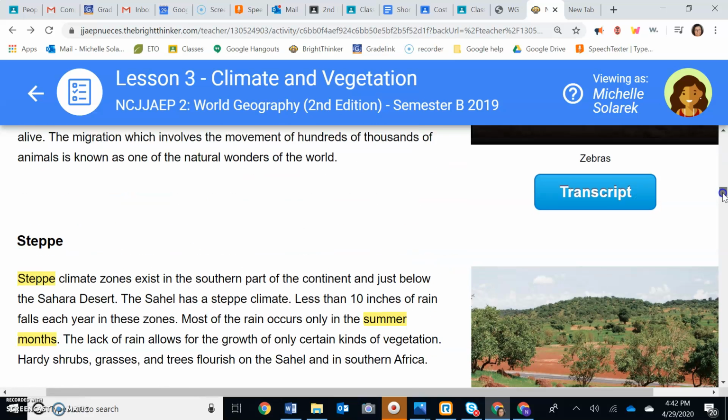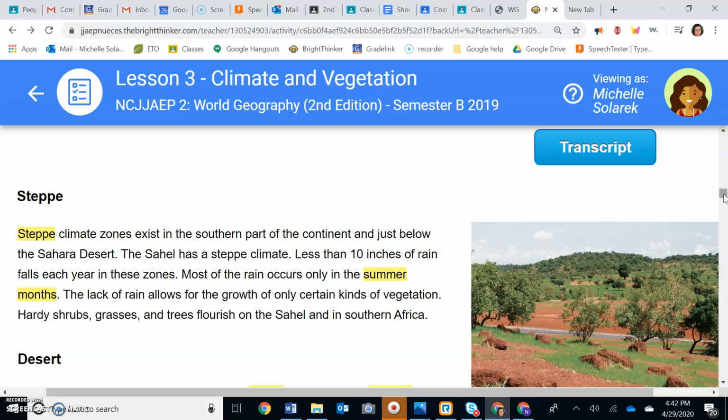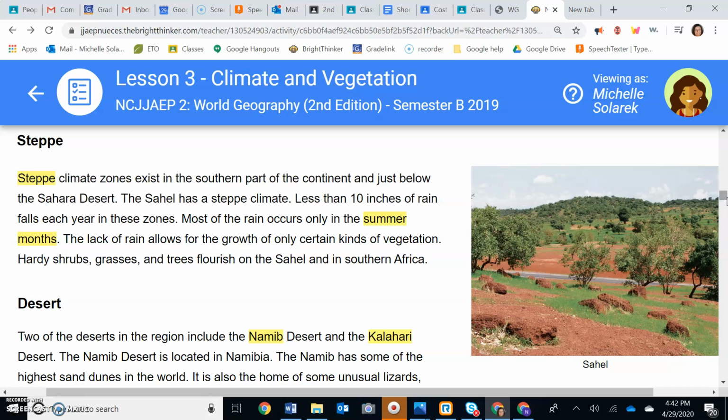Let's look at our next type of climate, the steppe climate. I have to tell you something funny. See these rocks here in the grass? This is like a picture of a steppe climate at the Sahel. And if you look at these rocks in the grass, because I have bad eyesight, I thought that was a bunch of lions laying in the grass. It's rocks. But anyway, number 6, the answer is steppe.